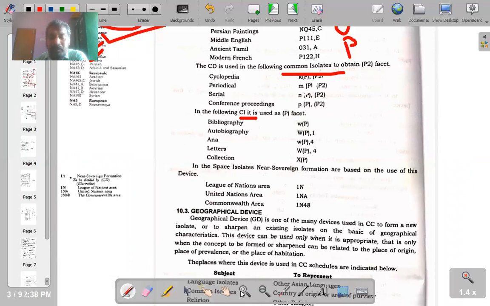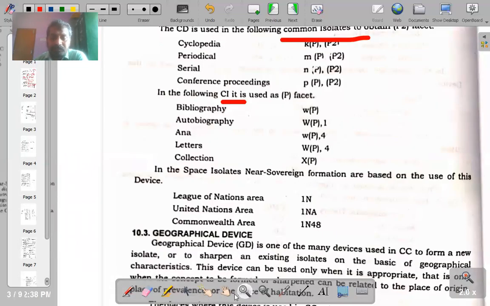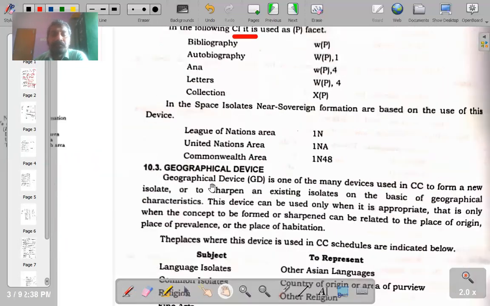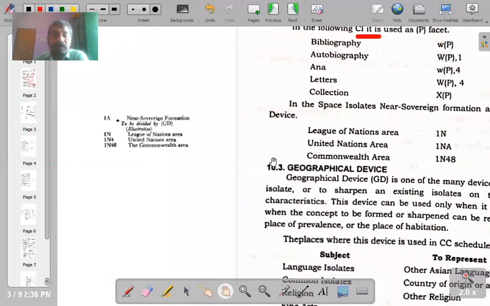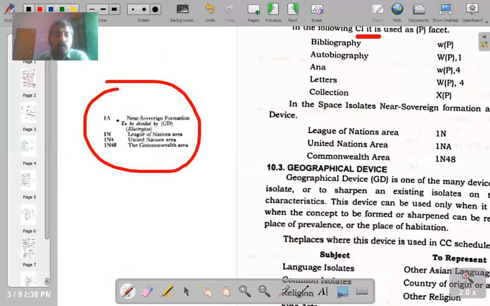If you come down a little bit, this is an interesting case here. You can see here, in space isolates, there is something called a League of Nations area, United Nations area, Commonwealth area. I have taken a screenshot from the schedule. One near sovereign formation. So here, to be divided by CD. You can make use of time isolates to sharpen this near sovereign formation. You see how they have done here.